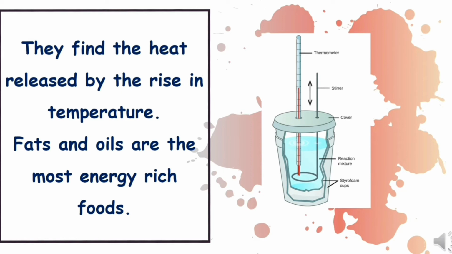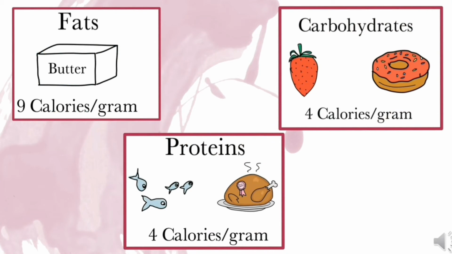Fats and oils are the most energy rich foods, but the body doesn't use much energy from fats and oils, it uses carbohydrates. You can see in fats, for example butter, there are 9 calories per gram. So for 1 gram, you are getting 9 calories. But in carbohydrates and proteins, for 1 gram, you get only 4 calories. But it's easier for the body to get energy from carbohydrates.